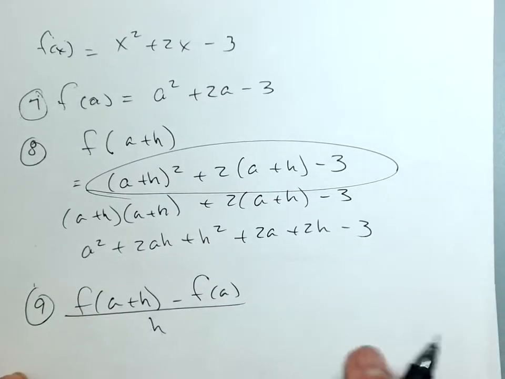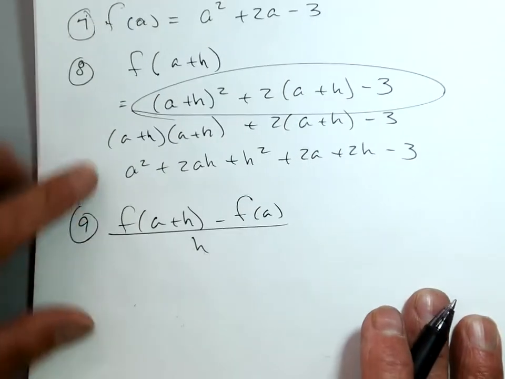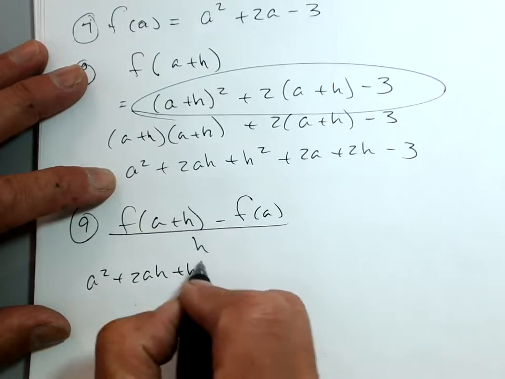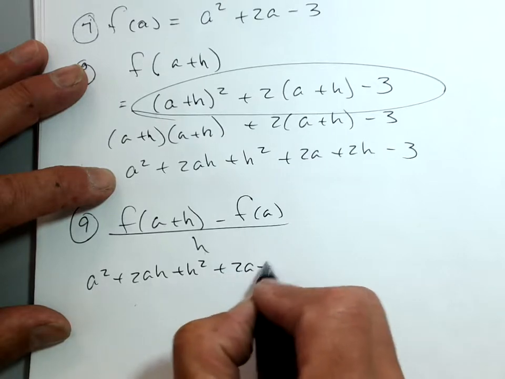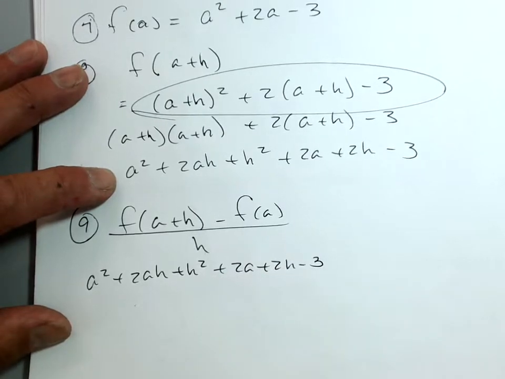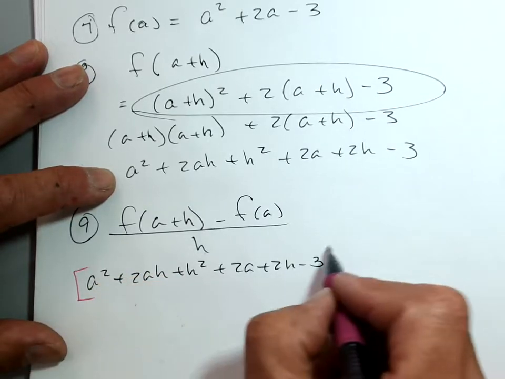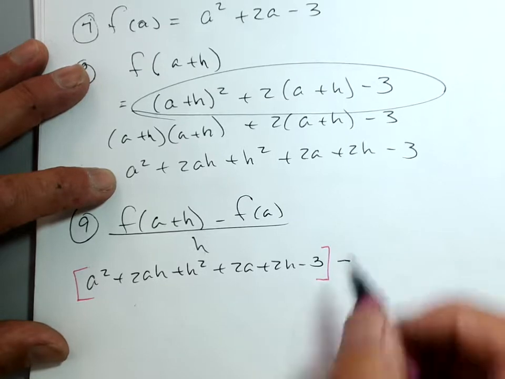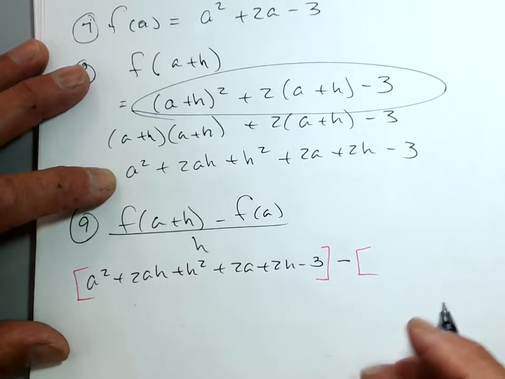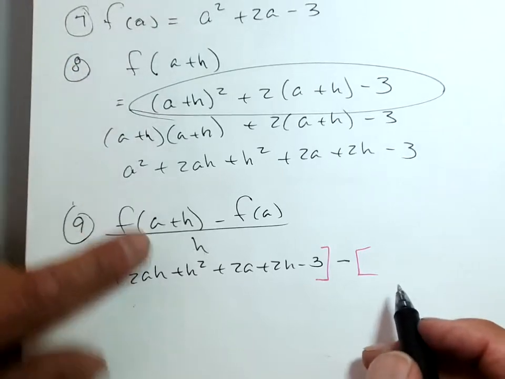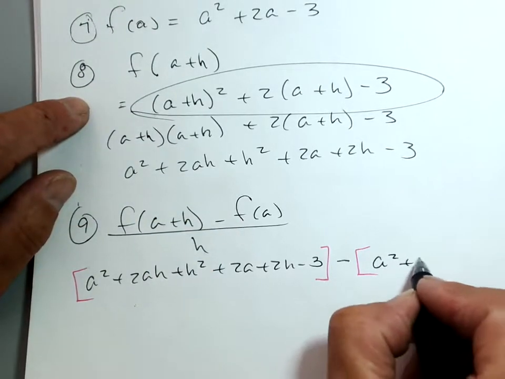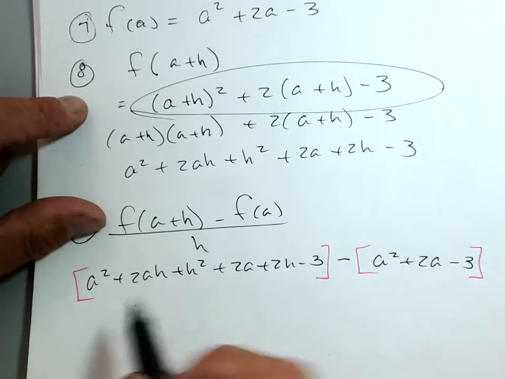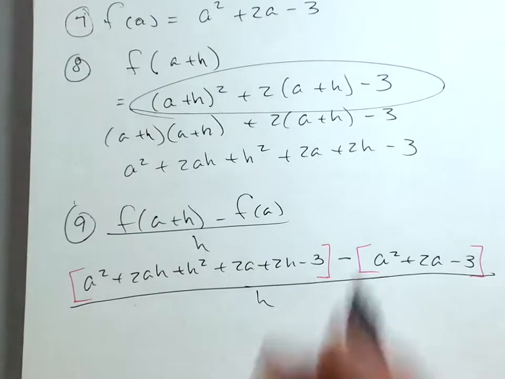Glenn, am I going too fast? Right, so I'm going to go a squared plus 2ah plus h squared plus 2a plus 2h minus 3. And I like brackets. You don't have to put brackets, I really do like brackets. Minus my f of a, which is going to be my a squared plus 2a minus 3, bracket, all divided by h.